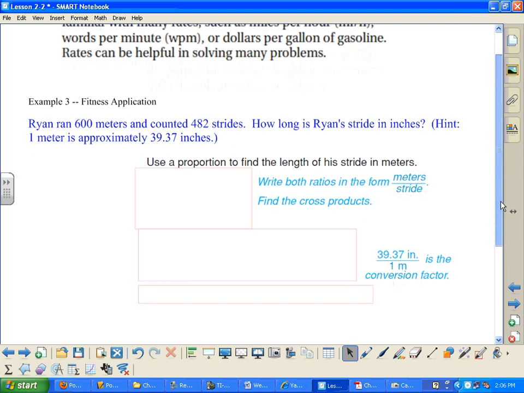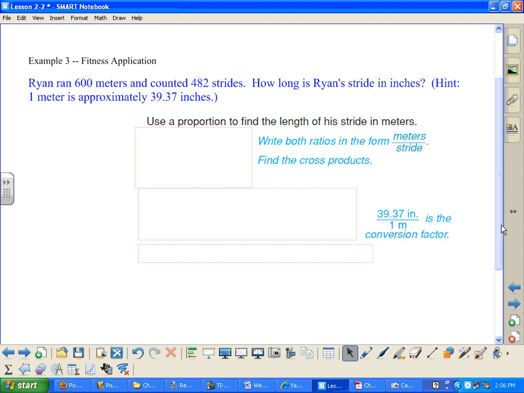So here we've got this guy named Ryan. He ran 600 meters and counted 482 strides. How long is Ryan's stride in inches? So we need to figure out how long one of his strides is, right? And then we can find out how many inches it is. So he ran 600 meters and 482 strides. So how can we figure out how long each stride is then?